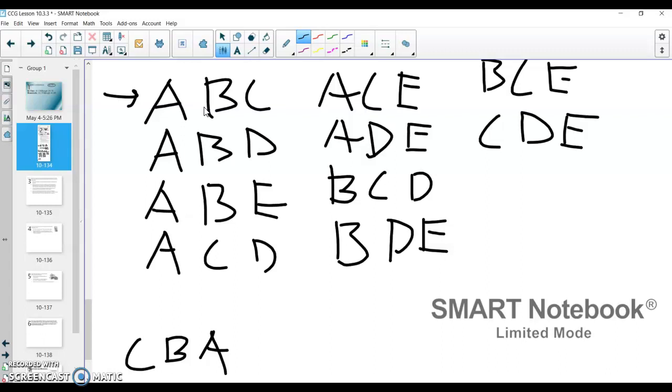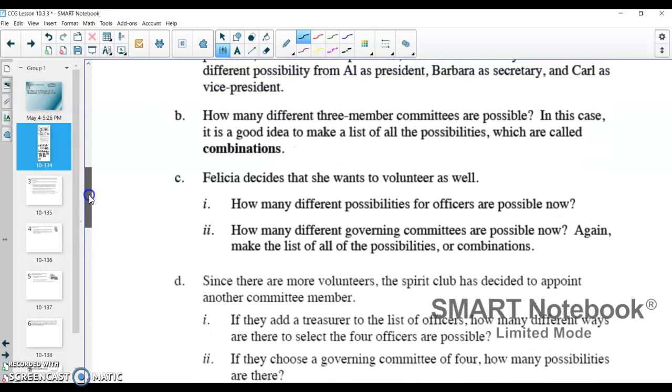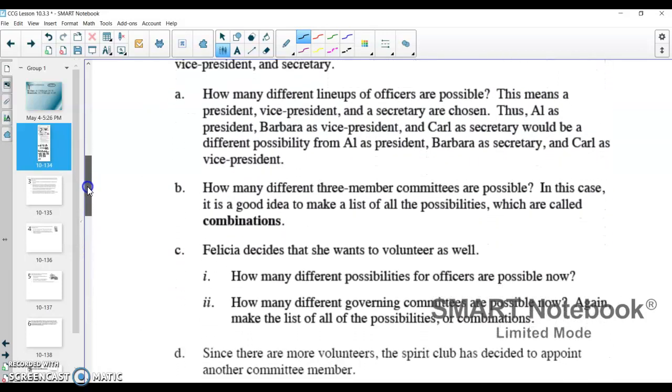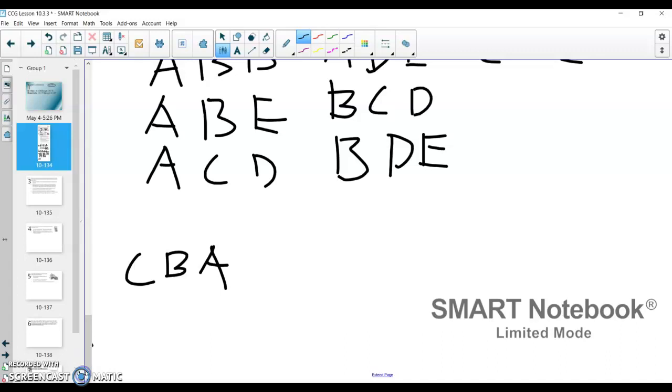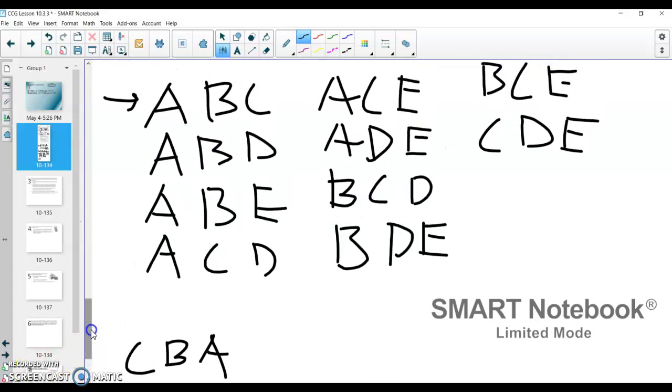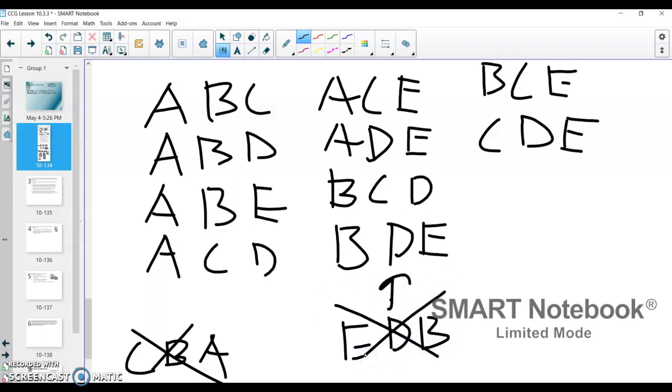We have Al, I forget the people's names here. Al, Barbara, and Carl. In this case, you have Carl, Barbara, and Al. So the same people are on the committee, and that's why we do these combinations, because we don't want to talk about that being an option, since it's already covered right here. Another case, if you wanted to see another one, would be EDB. EDB is the same thing as this one right here, and that's why we don't want to include it, because we already accounted for it right there.